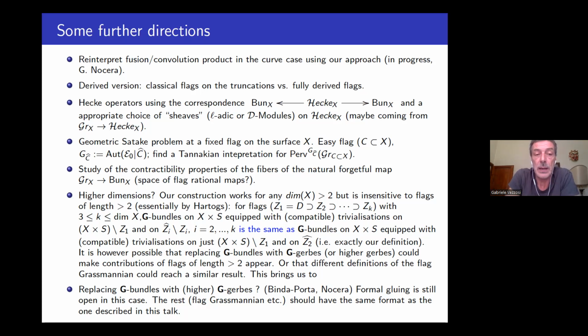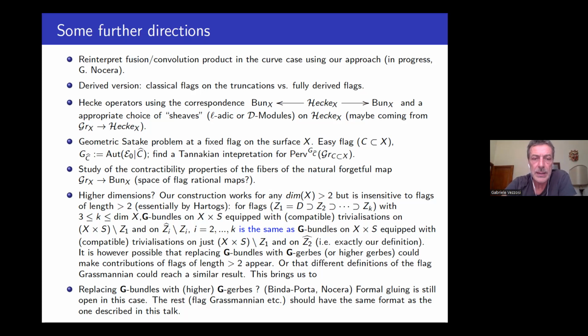And here we can ask the same question. The way it's proved in geometric Langlands for curves is this theorem by Gaitsgory and Lysenko, which says the space of rational maps is contractible. So the fibers are isomorphic to the space of rational maps. So we can try to define a space of flag rational maps and see if it's contractible or not. Then there is the higher dimensional case. I will be quick because I'm over time.